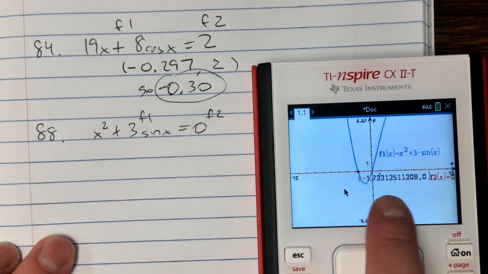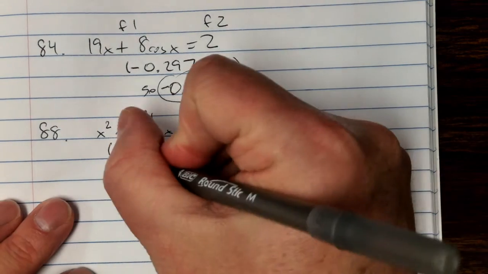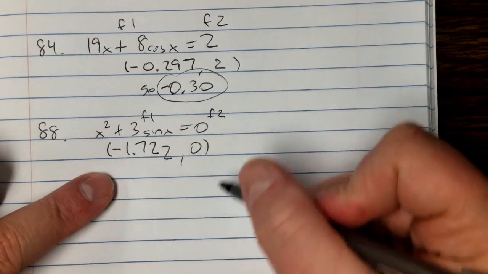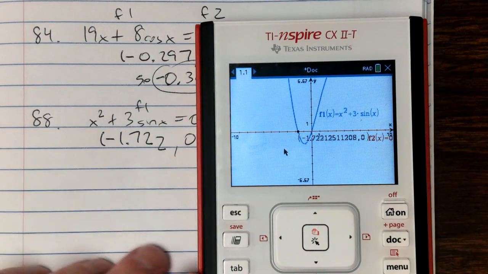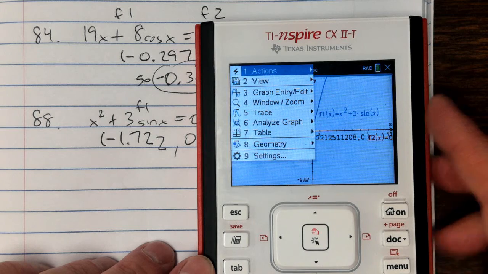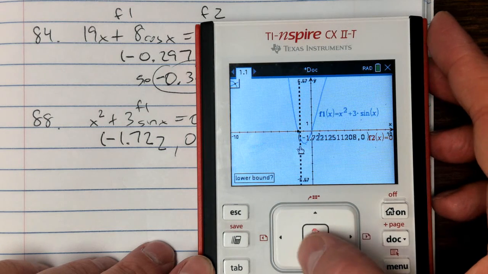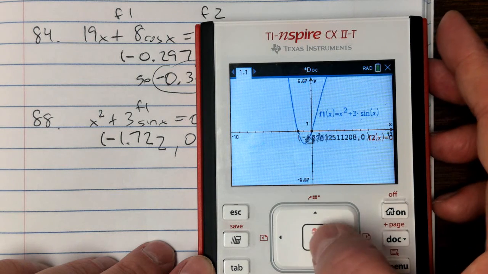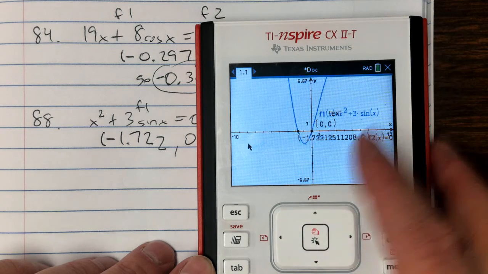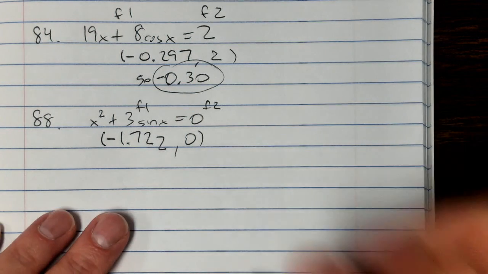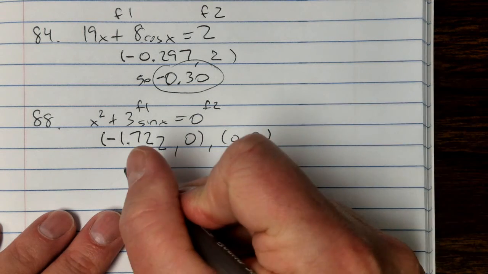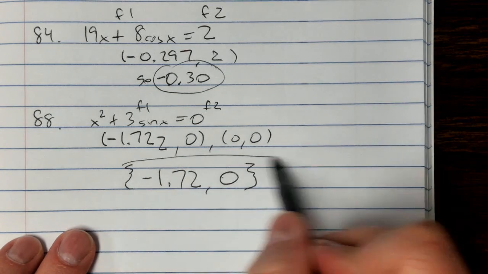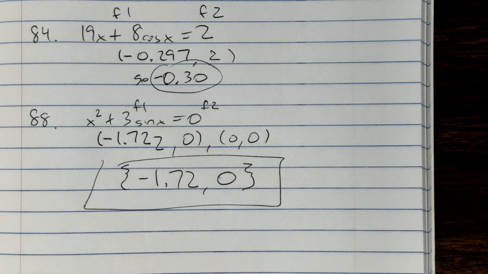that's negative 1.72 comma 0. And then the other one, it's going to be the origin, I think. Analyze, intersect from here to here. That's 0, 0. And so that means your answers are negative 1.72 comma 0, because again, we want to round to the 100th.